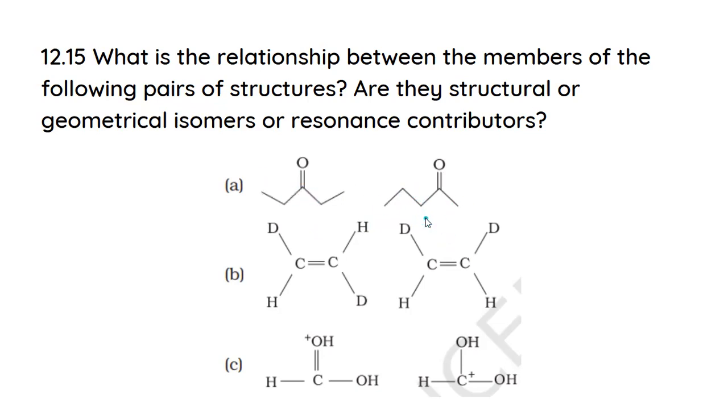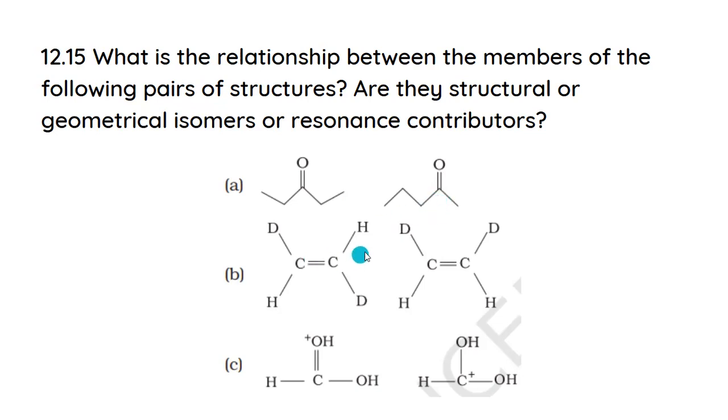So they are position isomers because the position of the substituent or the functional group is different in both cases. Here it is attached to the third carbon. Here it is attached to the second carbon. The reason I say the second carbon is to do with the nomenclature.